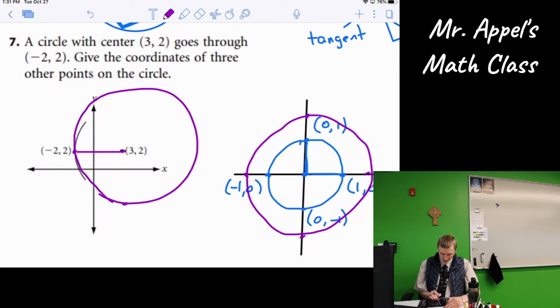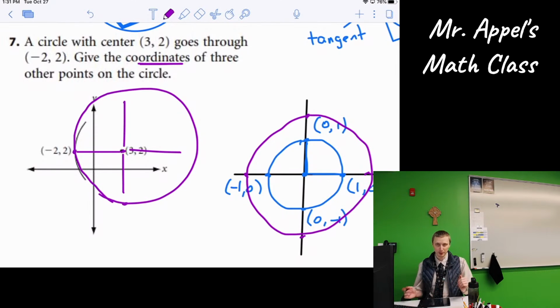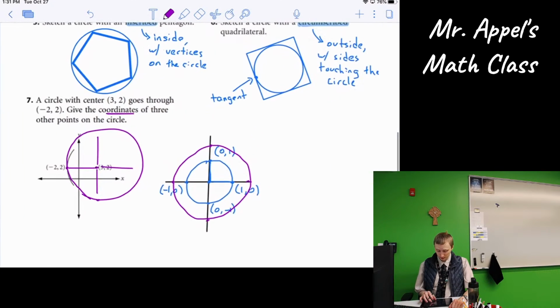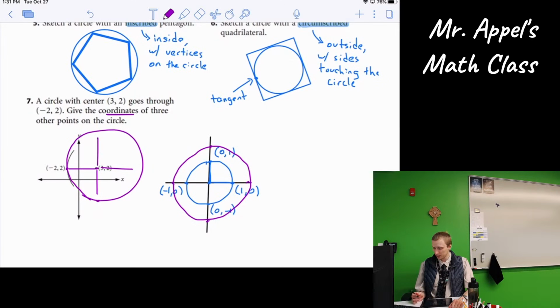So where are these other 3 out of those 4 cardinal points? Okay, determine the coordinates thereof. You're just going to add and subtract the radius from the center's coordinates. Okay? Not terribly tough, but it does require you to think about it a little bit differently.